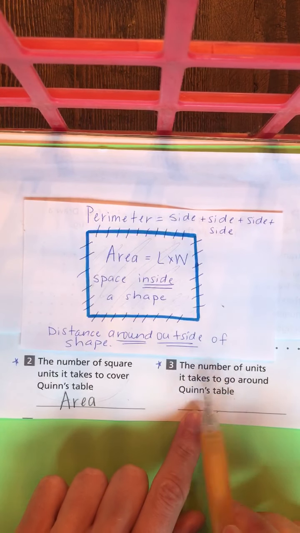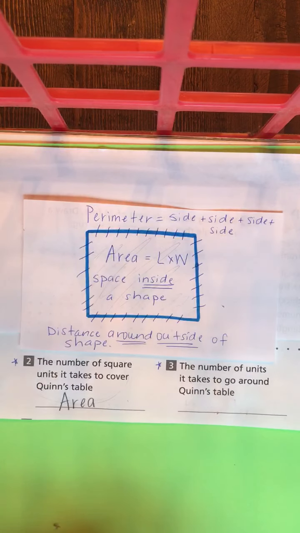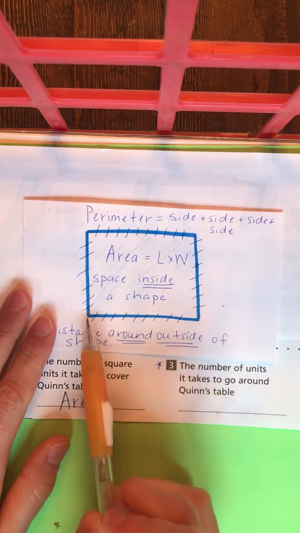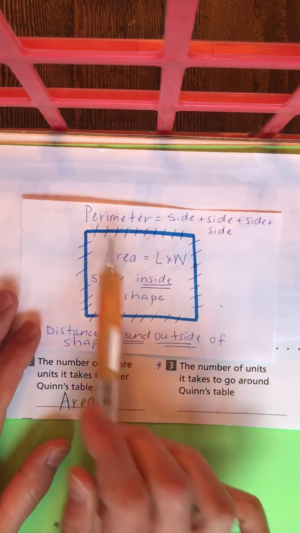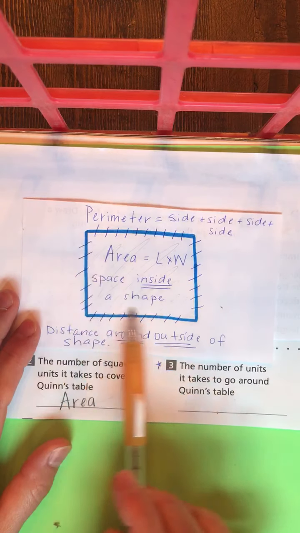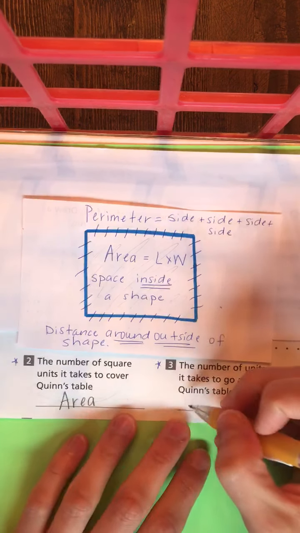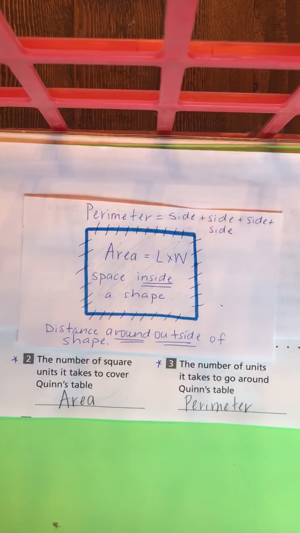Okay, now they want to know, is the number of units it takes to go around Quinn's table area or is that perimeter? Well, we want to know the number of units it takes to go around Quinn's table. Remember, area is the space inside the shape, and perimeter is the distance around the outside of the shape. So if we're going around the table, is that area or is that perimeter? Excellent, that's perimeter, very good. So we're gonna write perimeter on the line. Okay, friends, great job. Again, pause the video if you need extra time to catch up.